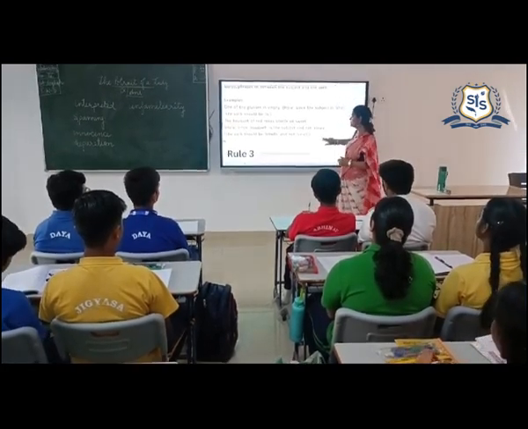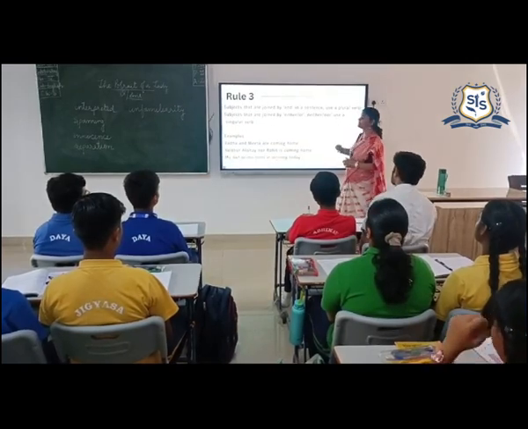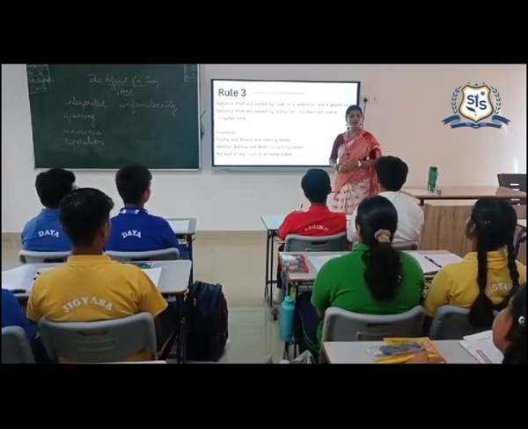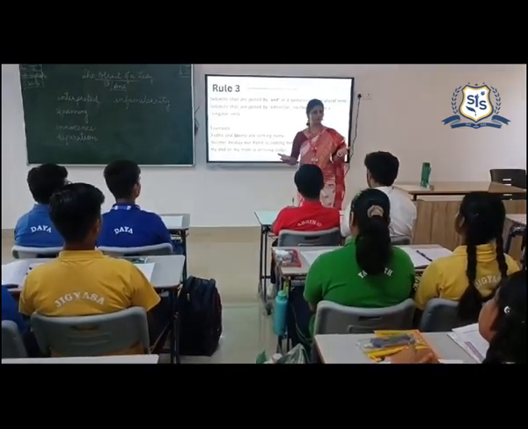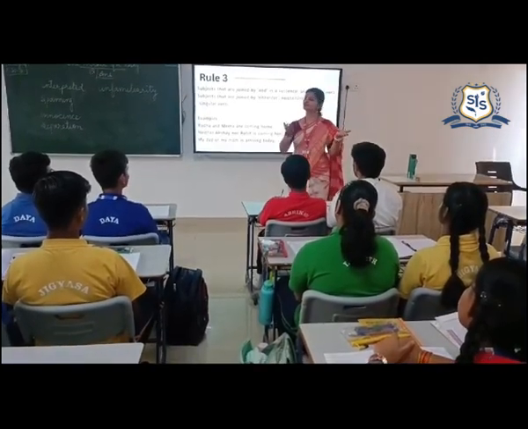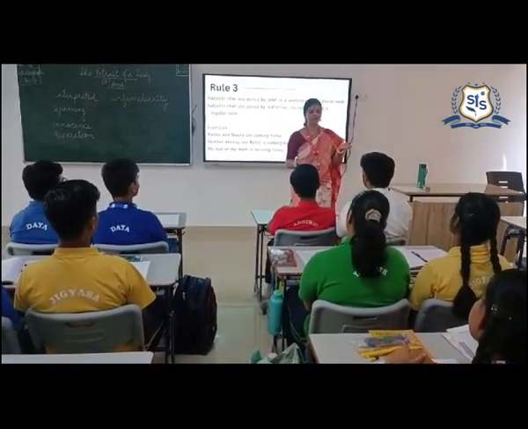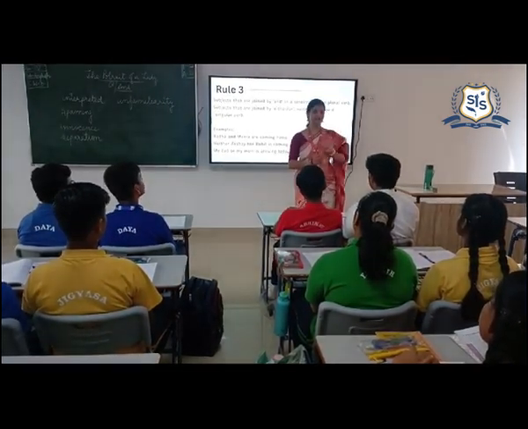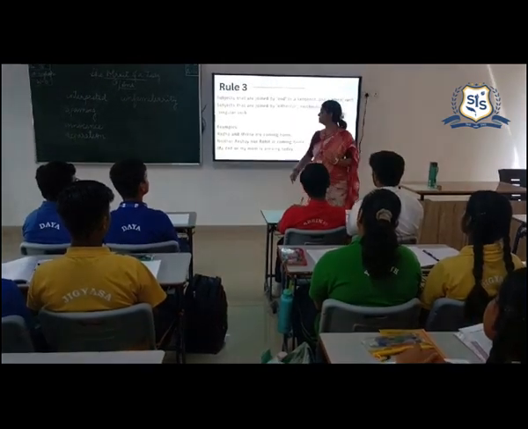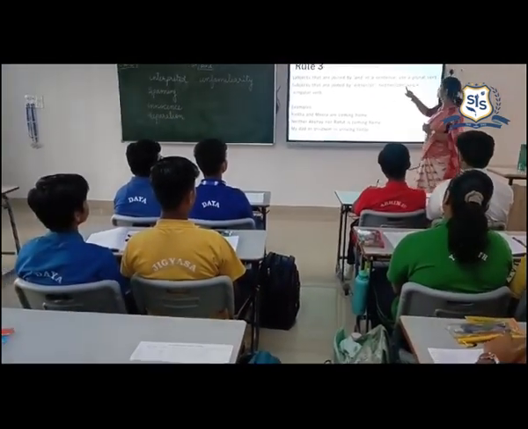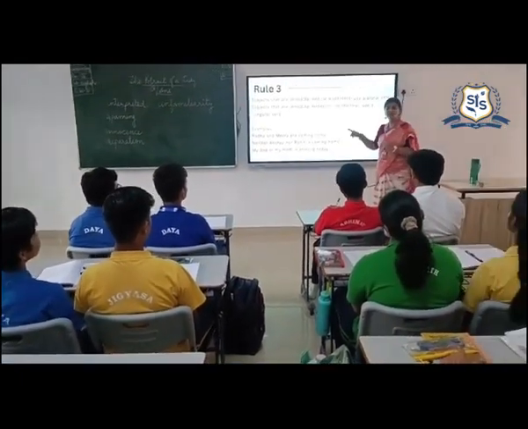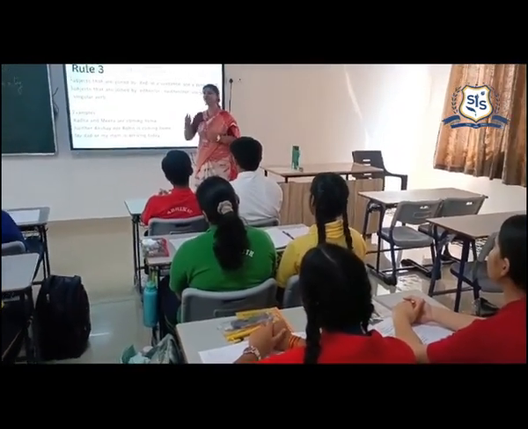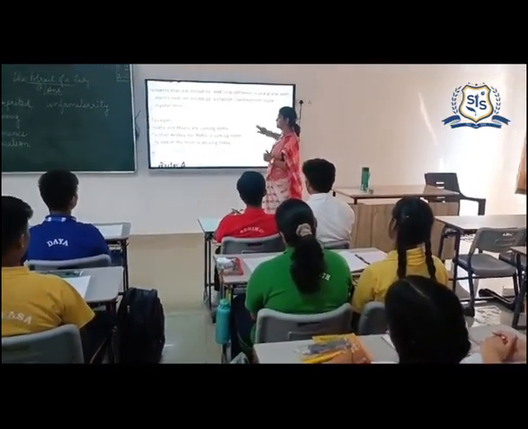Okay? Rule number 3. If you have subjects that are joined by and, then you will have a plural verb. There is one subject, conjunction and, another subject, and we will be using a plural verb. But if a sentence has or, nor in between, that means there has to be a choice. And then what happens? Then we go with singular subject, singular verb also.